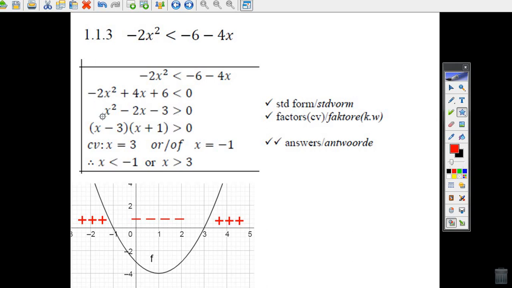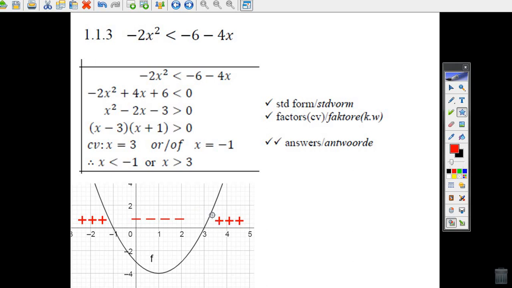Negative 2 divided by negative 2 is 1. 4 divided by negative 2 is negative 2. 6 divided by negative 2 is minus 3. And then they factored it. 3 times 1 is 3, minus 3 times 1 is minus 3, and minus 3x plus 1x, this works. So x equals 3 and x equals minus 1 are the factors.